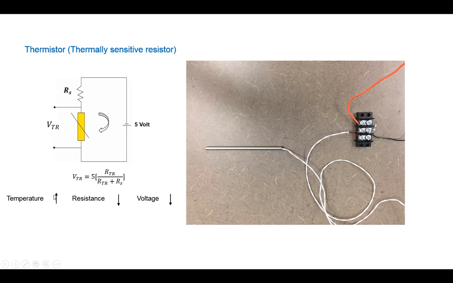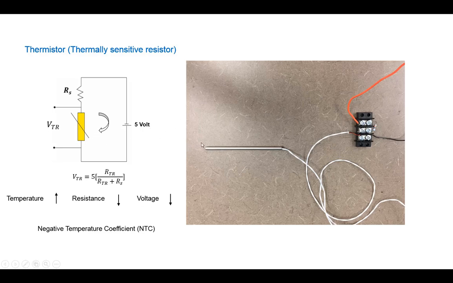If we increase the temperature, the resistance of the thermistor drops, and the voltage across the thermistor also drops. So this is called a negative temperature coefficient thermistor, or NTC thermistor. We also have a positive temperature coefficient thermistor, where increasing the temperature increases the resistance. But NTCs are most commonly used in industry and laboratories.